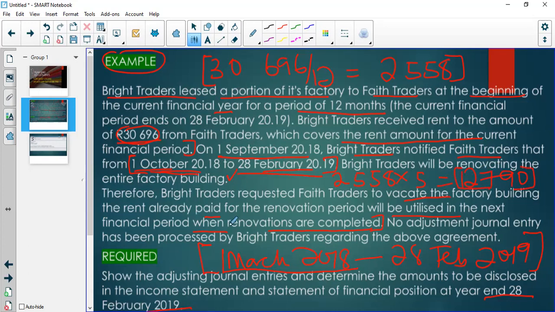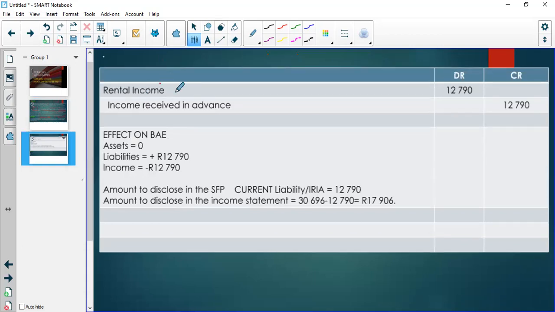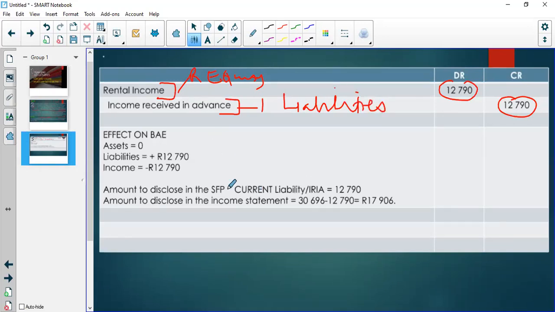All right, so we had recorded it originally as income, but we need to remove this from income to say this is no longer income. The 12,790 was not earned. So the adjusting journal entry is that we need to reduce the rental income by 12,790 and recognize income received in advance of 12,790. So this is going to reduce equity, and this is going to increase liabilities. So the amount that we're going to record in the statement of financial position is a current liability of 12,790.